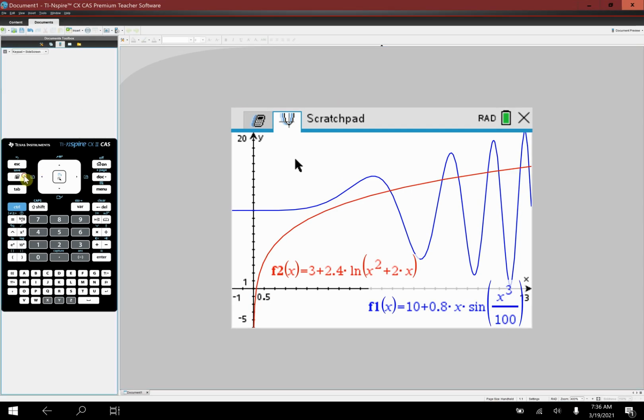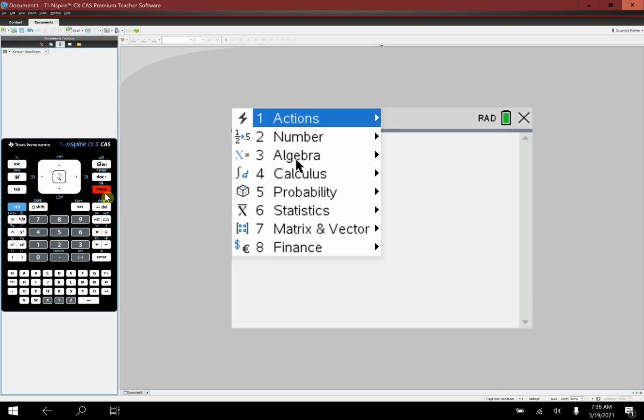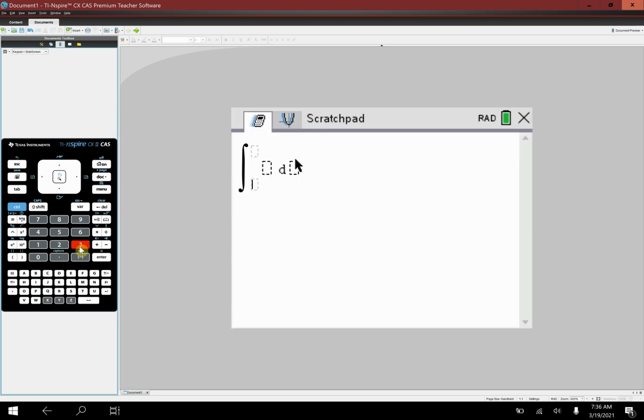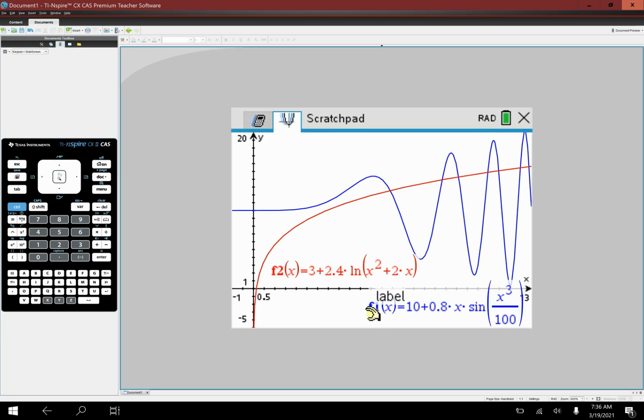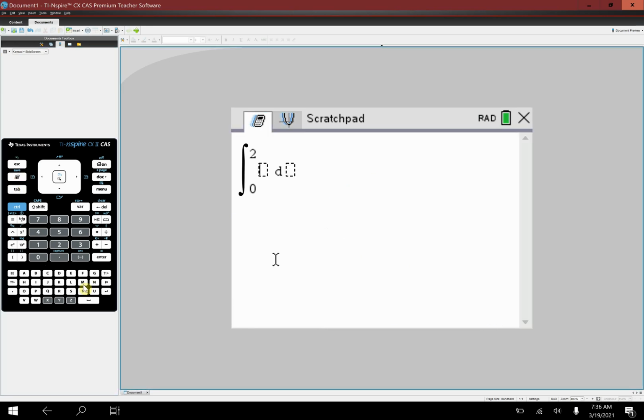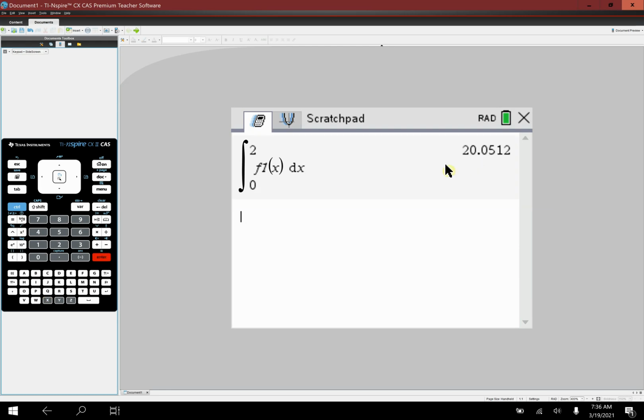Okay, I'm going to go back to my home screen, and we're going to do some calculus. Menu, calculus, integral, and we're going from 0 to 2. My rate out equation is f1 of x, so I'm not going to retype the equation. I'm just going to type f1 of x, and then dx. And on these, you really probably want to start getting in the habit, if you're on the Inspire, of doing control and then approximately to get the decimal. However, in this case, I imagine I'm just going to get a decimal anyway.